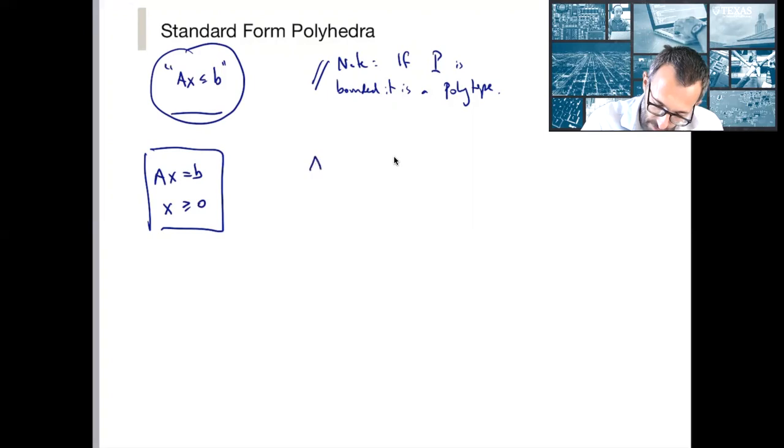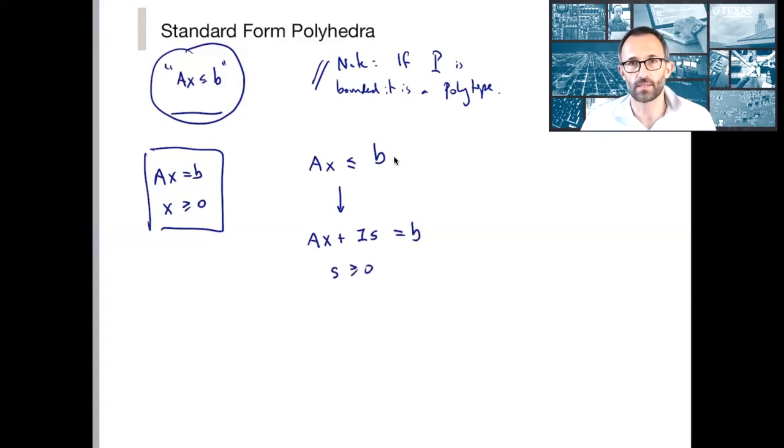So if I have Ax, I guess I had greater than or equal to b, but it doesn't matter. We could have switched that with a sign. Ax is less than or equal to b. I can introduce additional variables and write Ax plus identity times s is equal to b, where now s is greater than or equal to 0. So you can see that this is equivalent in the sense that a particular value x satisfies Ax less than or equal to b if and only if there exists a non-negative vector s so that Ax plus identity times s is equal to b. And then the final little detail is just to make sure that x is non-negative.